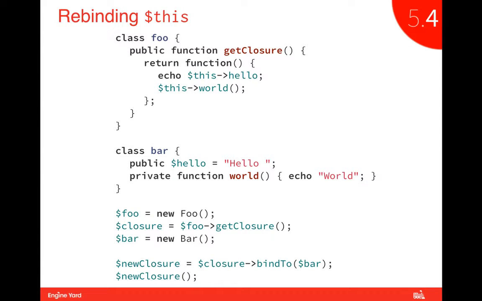So looking at this, what that means is we have our getClosure, which returns our closure. In this case, we're echoing this hello and the result of the this world function, which don't exist inside of the foo class. We then create a class bar, which does have our hello property and is public, and it has our world function, but it's private. So normally, and it's not extending, there's no extending going on here, if that was an instance of bar, you wouldn't be able to access the world function, right? So $foo equals new foo, we get our closure, we create an instance of bar. We take our original closure, we call the bindTo method on it, and pass in bar. So we've said, take this and replace it with this object, bar. And from that point on, anytime we access this inside of the closure, it really is actually this object of bar. And then we call it.